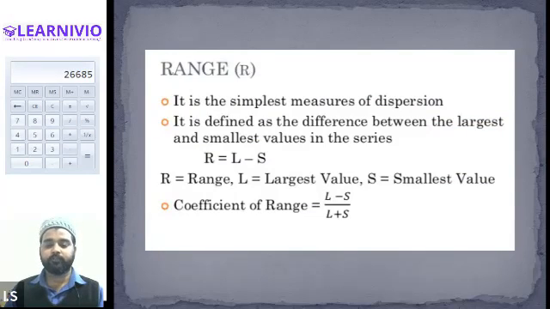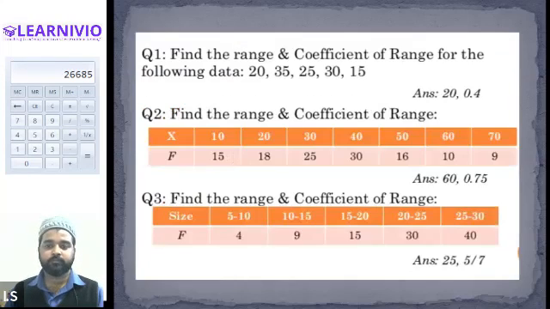After that, we understood how we actually calculate range. I also taught you the meaning of the range. Range is just the difference between the largest item and the smallest item of a particular series, and it is calculated as L minus S. And in order to calculate the coefficient of range, we apply this formula: L minus S upon L plus S. And after that, I think we did these questions.